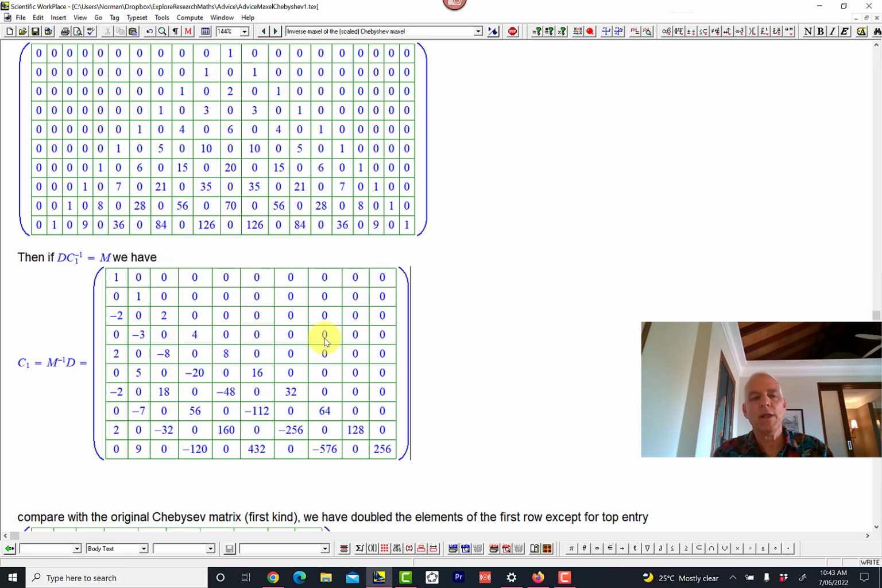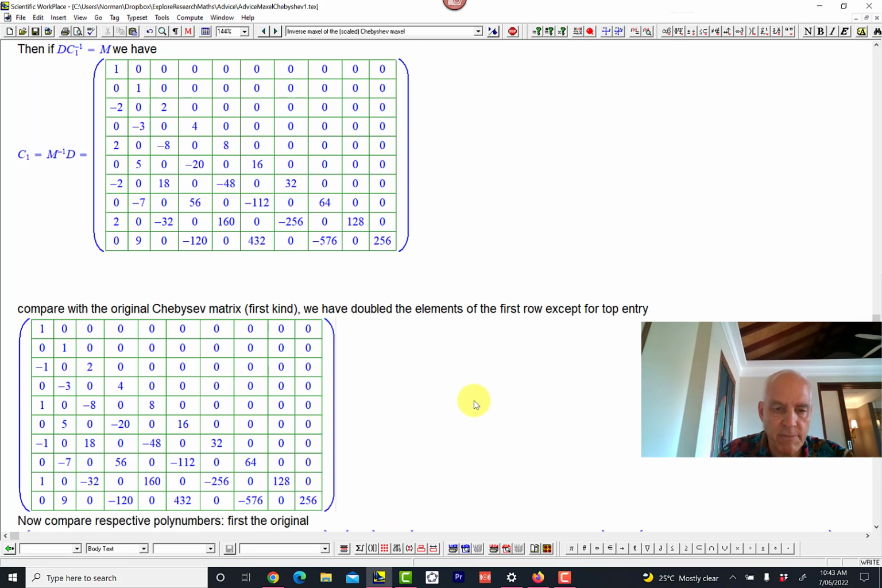From that point of view, maybe the thing that we started with is not exactly the best thing, right? This might be actually more interesting, at least from some point of view, at least from this point of view. So let's investigate this one a little bit more. So we can compare it with the original Chebyshev matrix. So let me just do it.